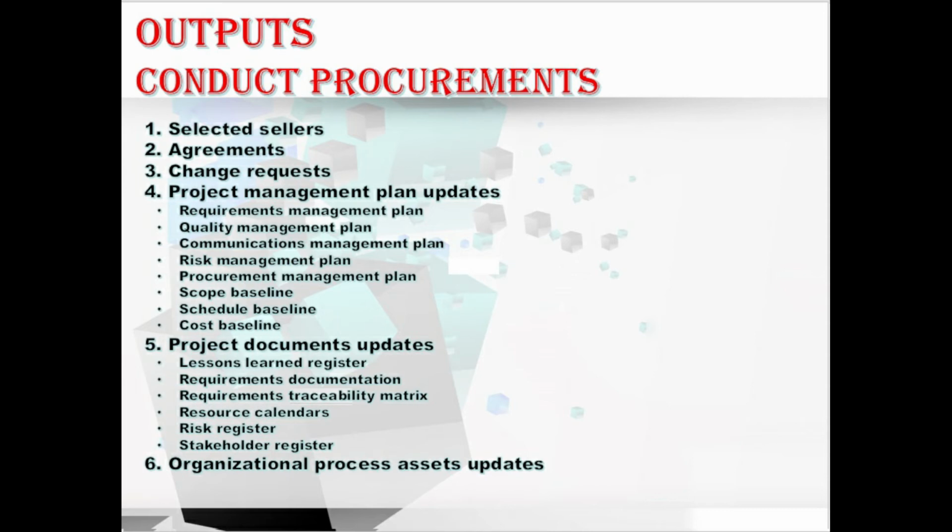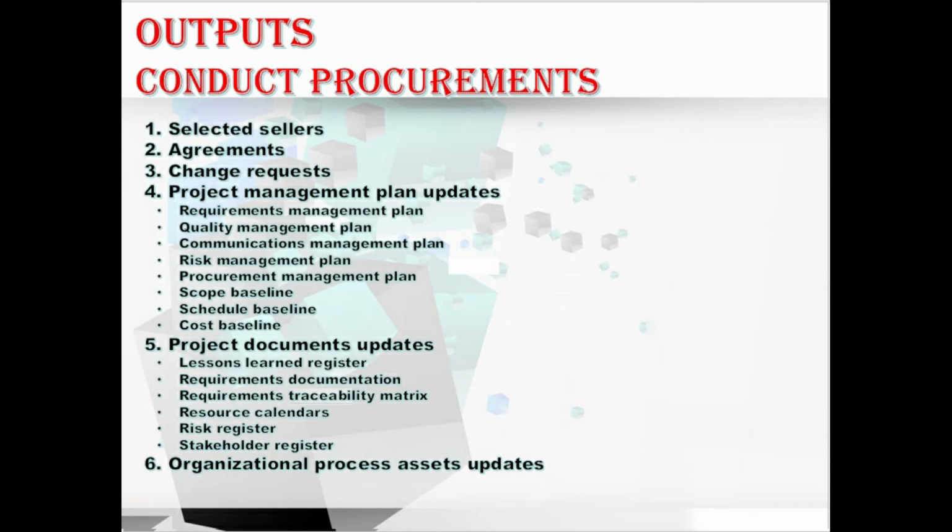Moving to the next output, we have agreements. What are agreements here? A contract is a mutually binding agreement that obligates the seller to provide the specified products, services, or results. And also, it obligates the buyer to compensate the seller, and it represents a legal relationship that is subject to remedy in the courts. So, this is all about the agreements.